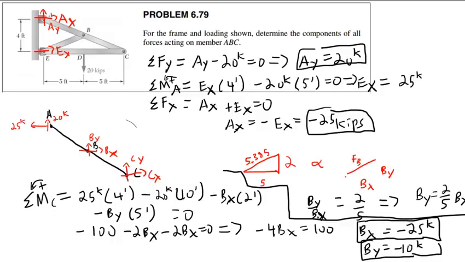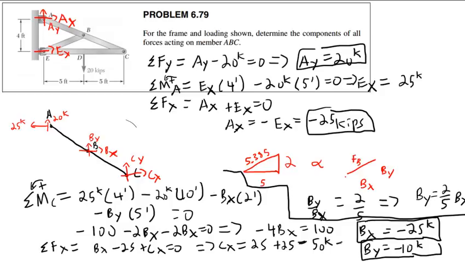So we have that one and that one. And then finally, I can simply do a sum of forces in the x direction equals 0: BX minus 25 plus CX equals 0. And from this, I will get that CX equals 25, negative minus negative, plus 25, right? So I think 50 kips for CX, if I math correctly there. So again, minus 25, but this becomes a negative. Minus negative is a positive. So 50 kips.